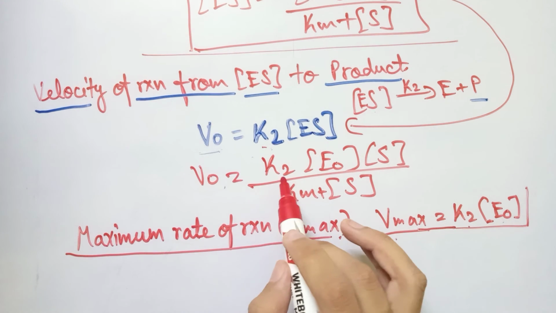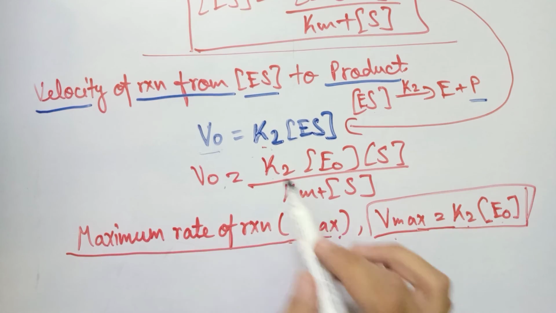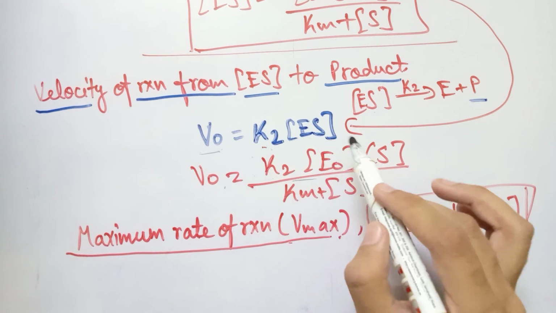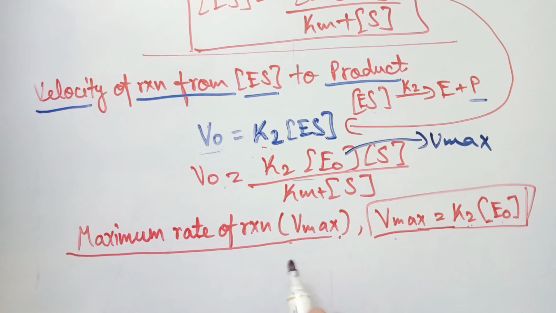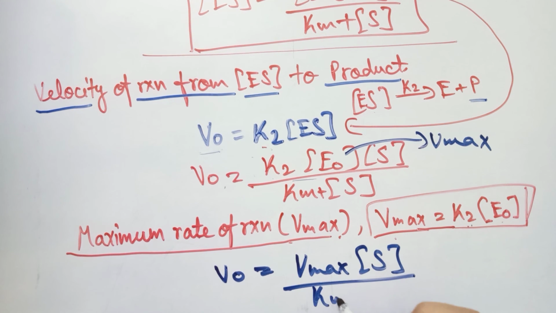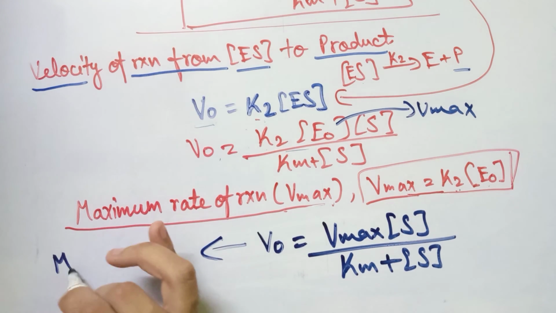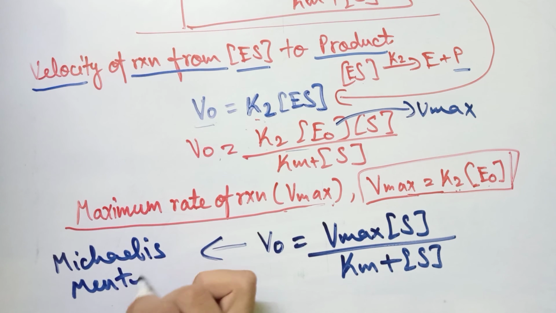And now when we see this equation, we see the K2 E naught product here as well. Now we can replace this K2 E naught with Vmax here, because as we know Vmax is equal to K2 E naught. So now this equation becomes V naught is equal to Vmax times substrate concentration divided by Km plus substrate concentration. And this equation is now known as the Michaelis-Menten equation. And this is known as the Michaelis-Menten constant.